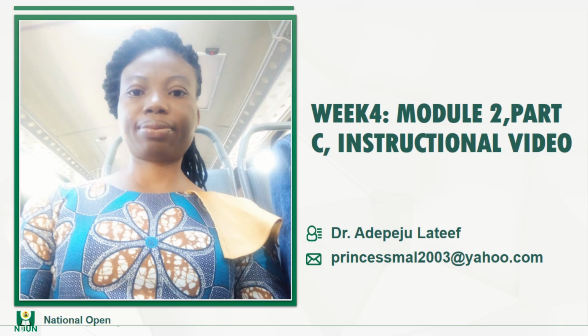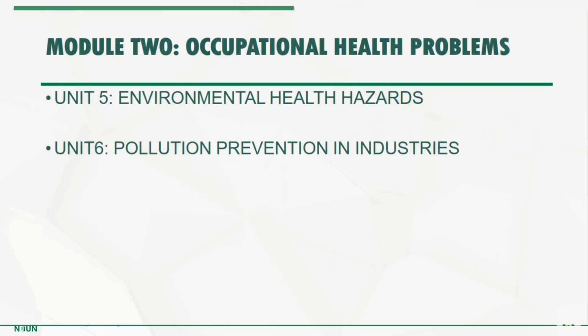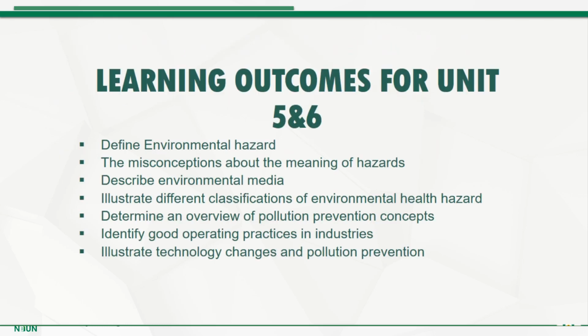And in today's instructional video, I will be covering with you Unit 5 and Unit 6 on Module 2, which is Occupational Health Problems. Unit 5 is titled Environmental Health Hazards, while Unit 6 is titled Pollution Prevention in Industry. What are the learning goals for Unit 5 and Unit 6?